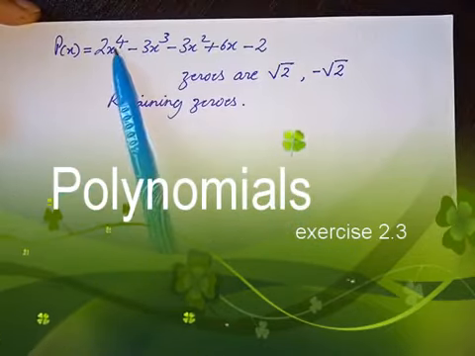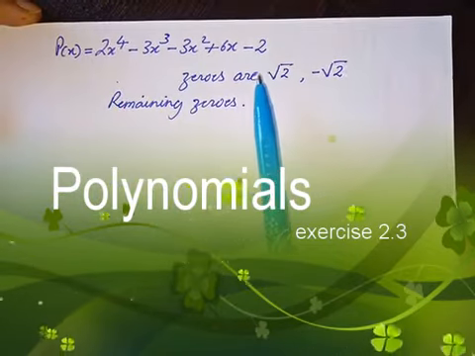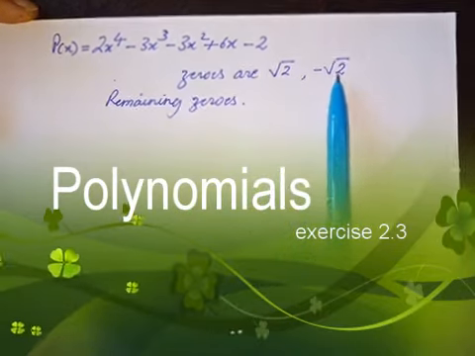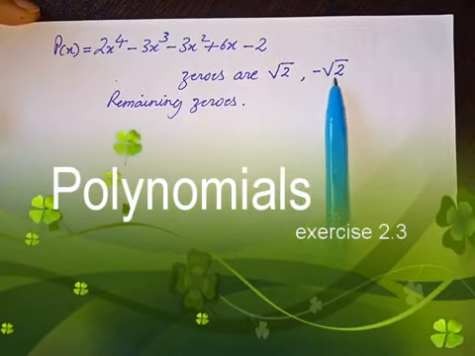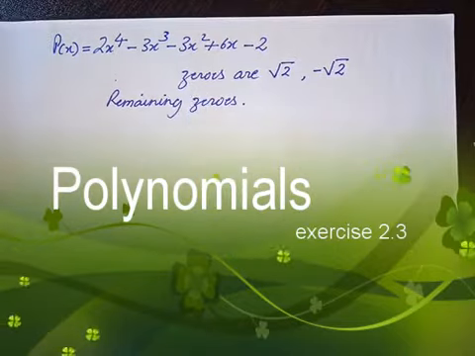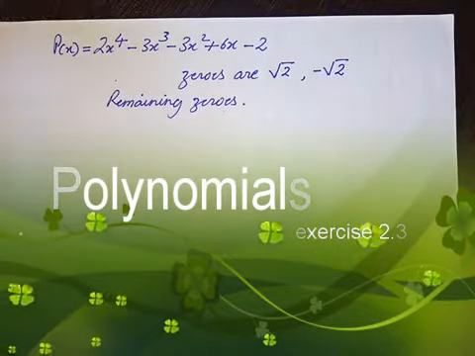As you see, biquadratic means it has degree 4, so it can have 4 zeros at the most, and out of the 4 zeros, 2 zeros are given to you, that are square root of 2 and minus square root of 2, and it means the remaining 2 you have to find. Now again, before starting this sum, let us revise.